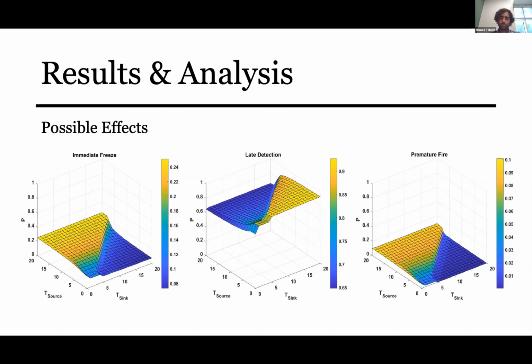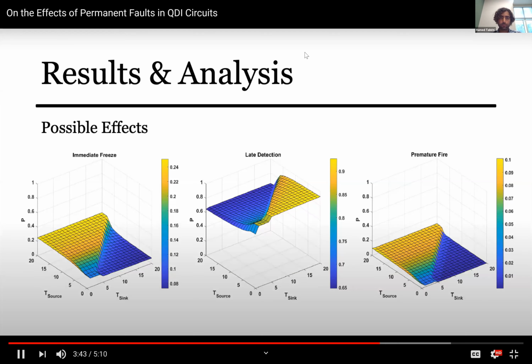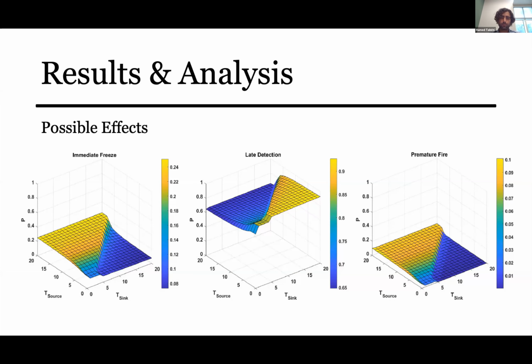Our results show the relative occurrence rate of the three different effects with respect to varying the delays of sink and source. As we can see, late detection is the dominant effect, ranging from about 65 to 93% as the sink becomes faster, which we refer to as a token-limited mode of operation. Immediate freeze and premature fire occur much less, both increasing as the source becomes faster than the sink, namely bubble-limited mode.